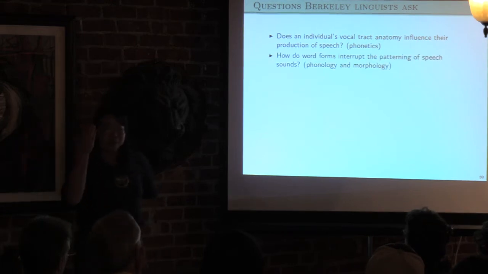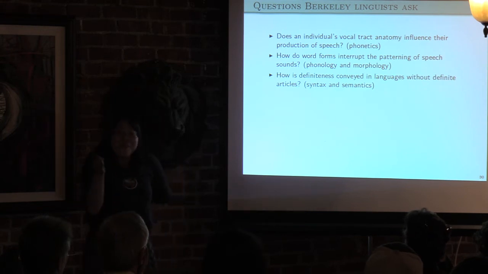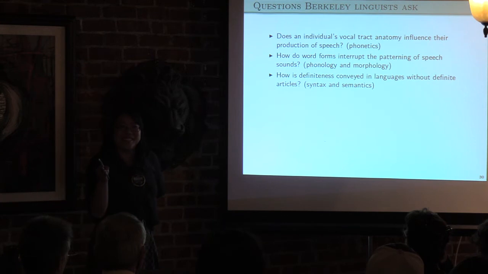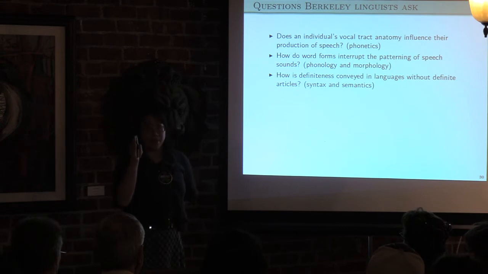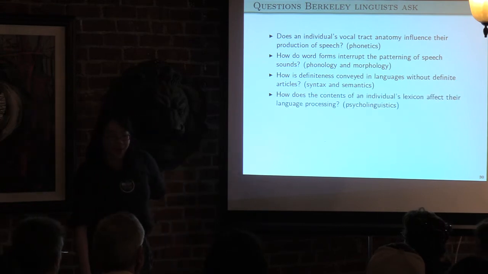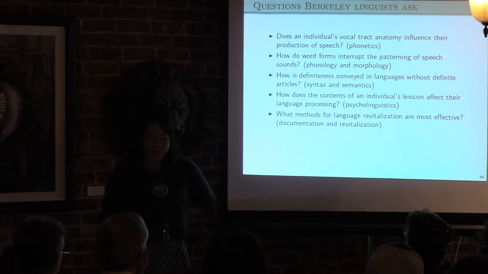How do word forms interrupt speech sounds? How is definiteness conveyed in a language that doesn't have definiteness? I shouldn't say it doesn't have definiteness. It doesn't have a definite article, like the, in this case, the or this. How does the contents of an individual's lexicon, so the words that they know, affect how they process language? And what methods for language revitalization, right?